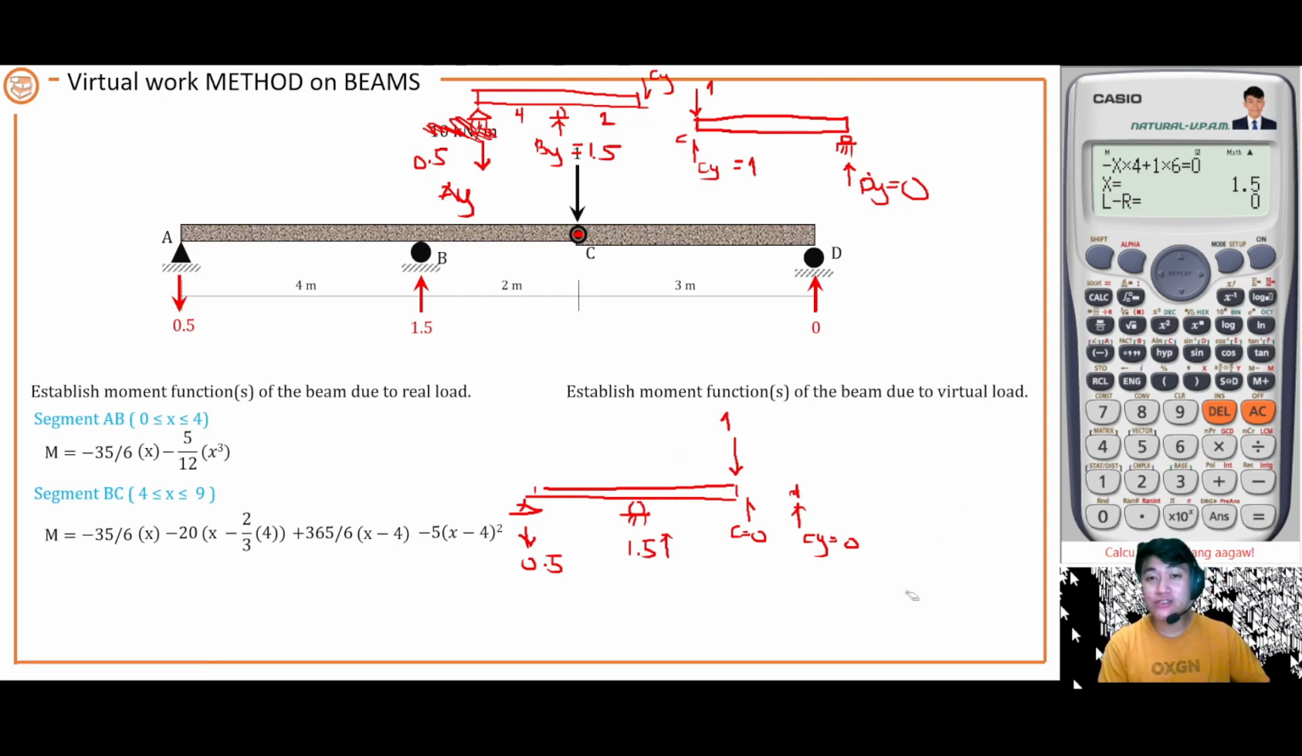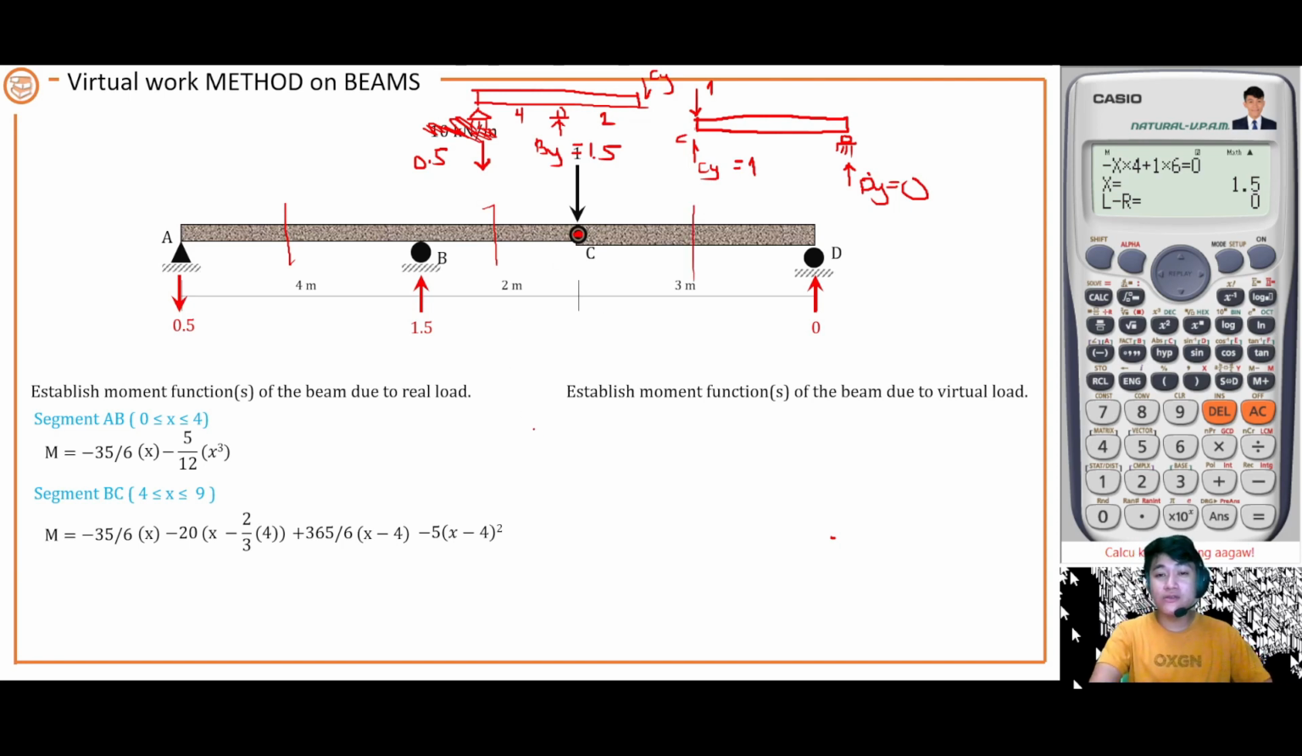Okay, so we already have the reactions of the support. So from this figure, how many segments do we have? We have from A to B, B to C, and C to D. Okay, so we are now going to establish moment functions for AB first. Let's cut this section. Okay, this is counterclockwise.